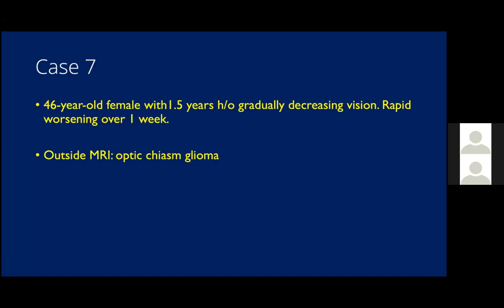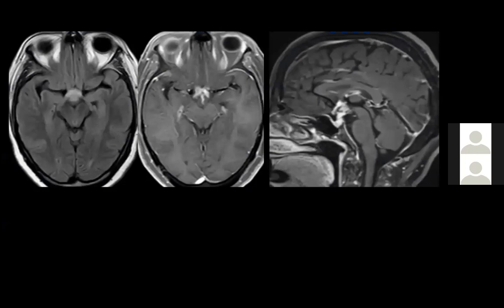The next case is a 46-year-old female with a 1.5-year history of gradually decreasing vision, rapidly worsening over 1 week. At an outside hospital, they diagnosed this patient with optic chiasm glioma. This MR image shows the FLAIR image on the left side. There is a hyperintense lesion, not only within the optic chiasm, but also in the pituitary area or hypothalamic area. These lesions are showing contrast enhancement on the axial plane as well as on the sagittal plane.